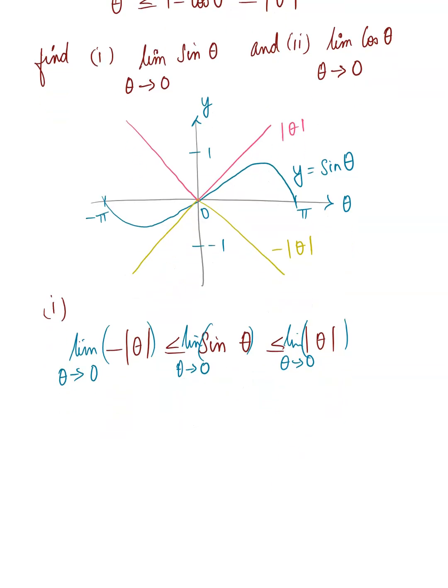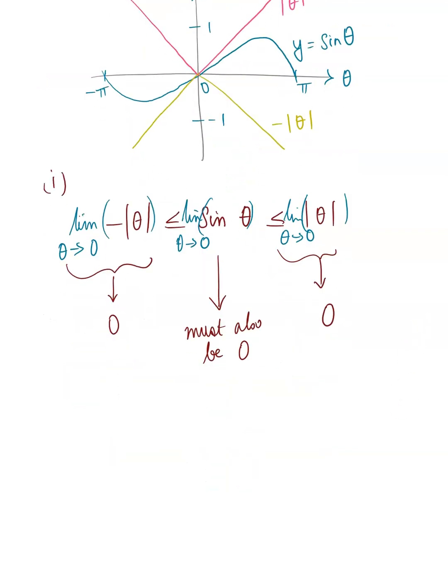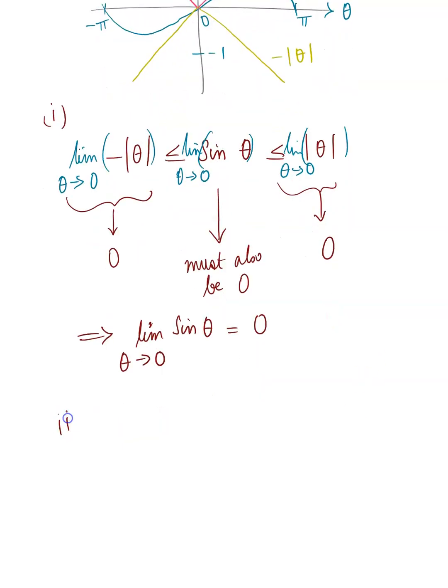And you can see from calculation, just plug in 0 there, right? For theta, that comes out as 0. This comes out as 0. So by squeeze theorem, this must also be, that's not a theta, that's a 0. That must also be 0. Okay. So then we can come here and write it more formally. Limit sine theta as theta approaches 0 is 0. That was easy. Then the second one.